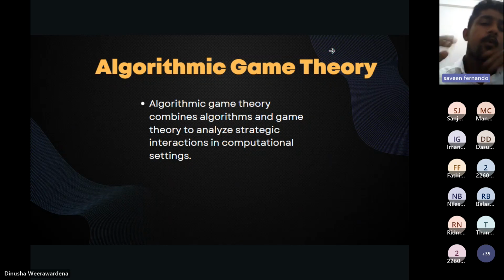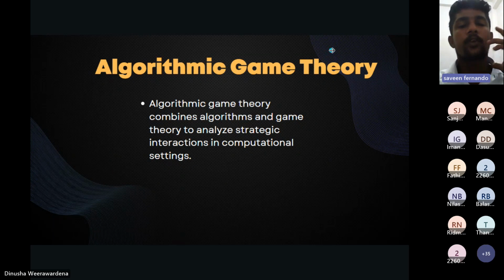In brief, quantum RAM and algorithmic game theory represent fascinating areas of research at the forefront of computer science. Quantum RAM offers promising advancements in quantum computing and memory access, while algorithmic game theory provides insights into strategic decision-making in computational environments. Both fields have the potential to transform various domains and drive innovation in the coming years.